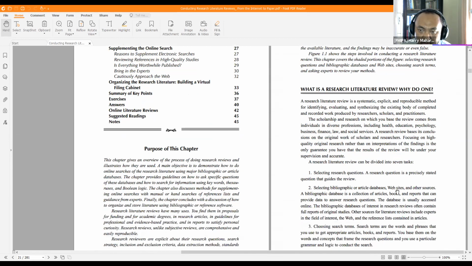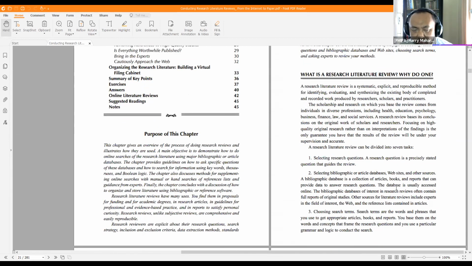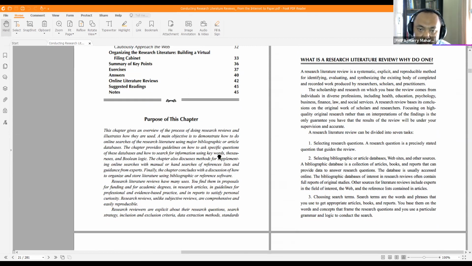and so on. Okay, so the purpose of the first chapter is basically to give an overview of the process of doing research review and illustrate how they are used. The main objective is to demonstrate how to do online searches of research literature using bibliographic or article databases. The chapter provides guidelines on how to ask specific questions of the database and how to search for information using keywords, thesauruses, and Boolean logic. The chapter also discusses methods for supplementing online searches with manual or hand searches of reference lists and guidance from experts.